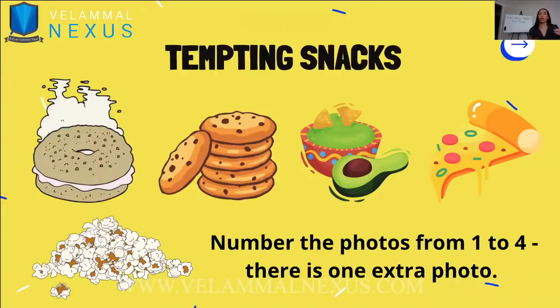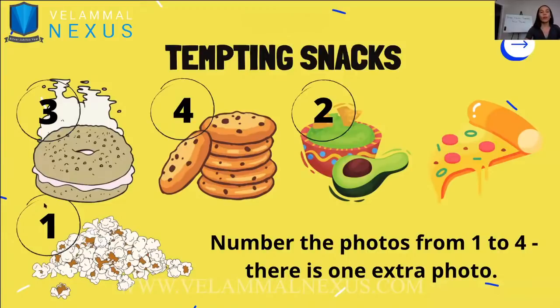Okay, so those were our options. We have again bagel, cookies, guac, pizza, and popcorn. And the answers are as follows. Number 1 was popcorn. They mentioned a word that is kernel, and I'm going to write it here. The kernel is pretty much like the corn that you use to make popcorn. Those are the kernels when it's yellow, before you pop it.